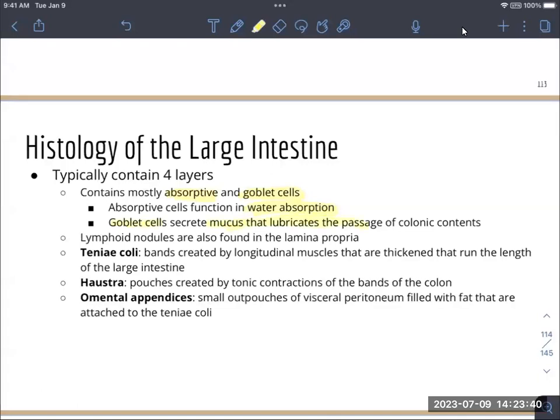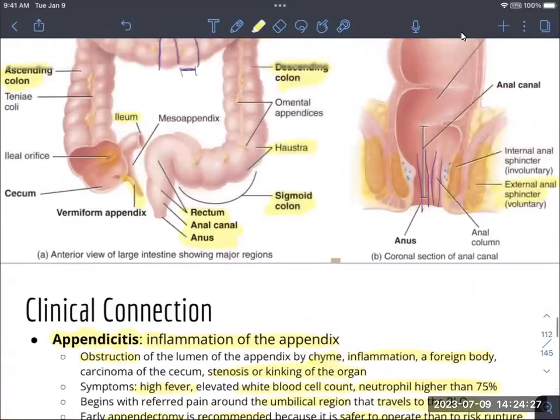This is the taenia coli, the longitudinal muscles that run along this large intestine, and then those haustra, they're pouches that create these bands of the colon. And then we have these omental appendices. These are different outpouches, fatty outpouches that kind of attach to the taenia coli. They come back up here.